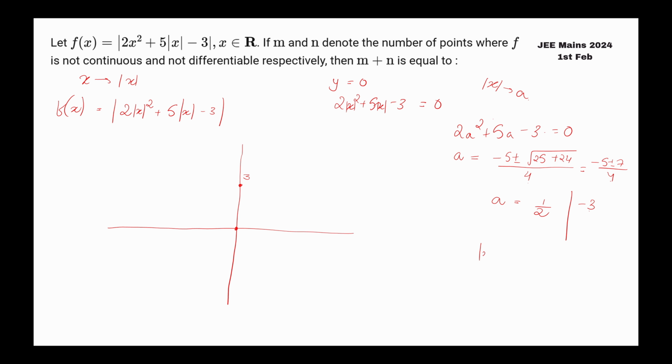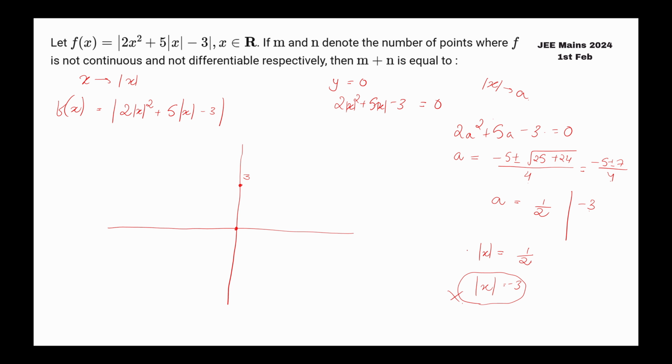And this a here, we know it is a modulus x. So what is this going to be? Modulus x is half, and modulus x is minus 3. Of course, we know from here that modulus x can never be minus 3. Modulus x is always going to give us a positive value, right? So we cannot take this value. That means modulus x is half.